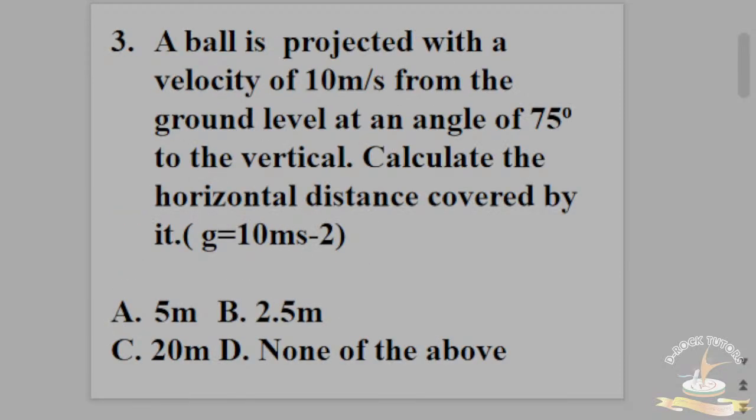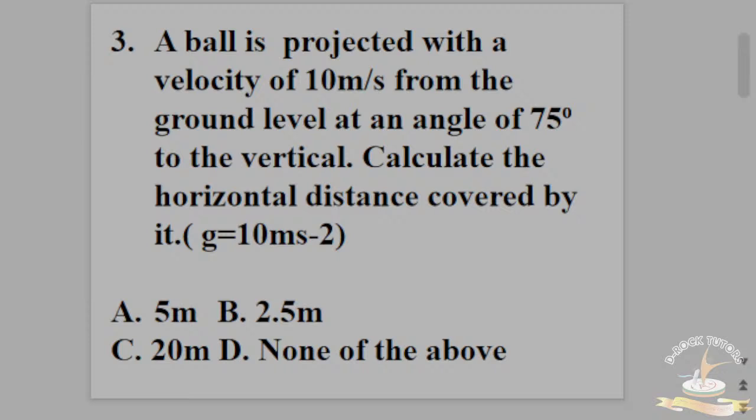The next slide says a ball is projected with a velocity of 10 meters per second from the ground level at an angle of 75 degrees to the vertical, where I have to calculate the horizontal distance covered by it. And we are supposed to take the acceleration due to gravity to be 10 meters per second squared. It is obvious this topic is on what? On projectile.